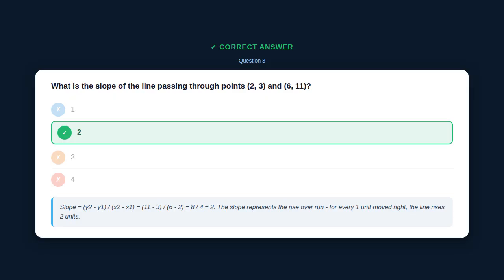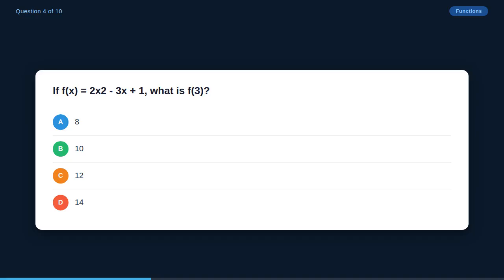Question 4 of 10. If f(x) = 2(3x + 1)... what is f(3)? Option A, 8. Option B, 10. Option C, 12. Option D, 14. Take a moment. The correct answer is B, 10.